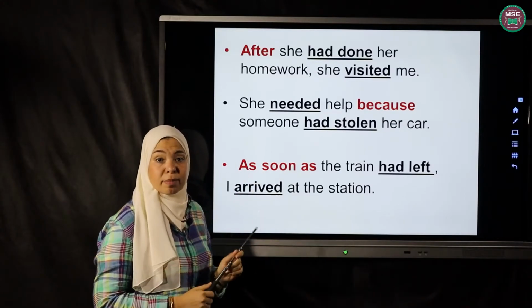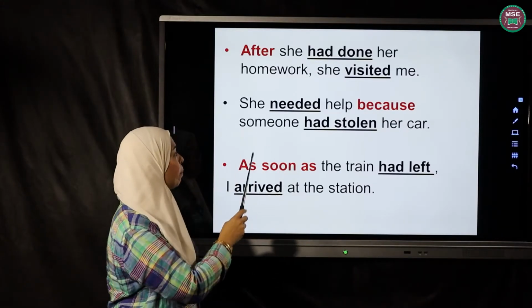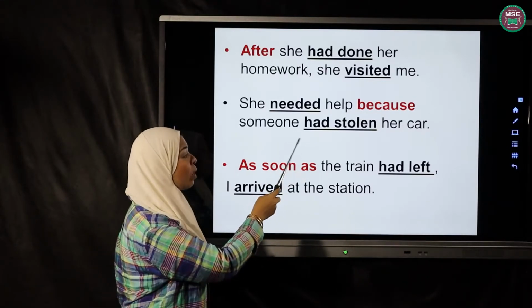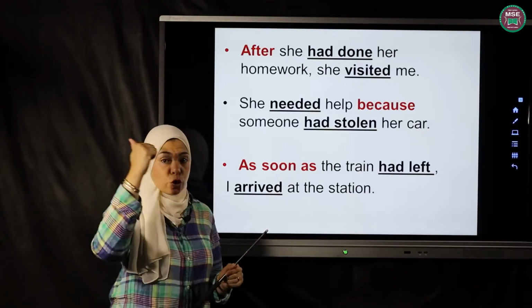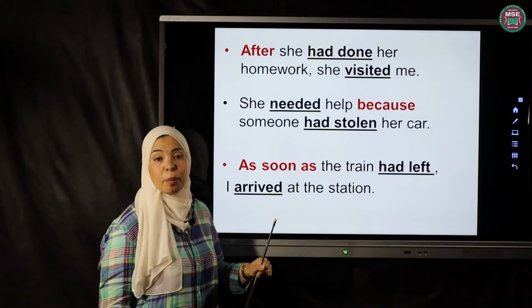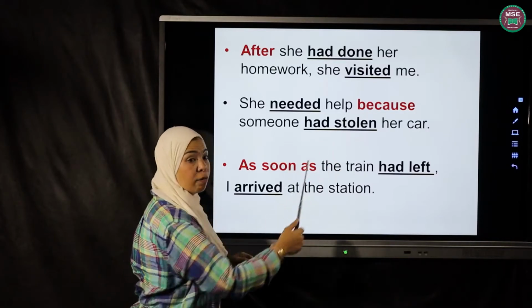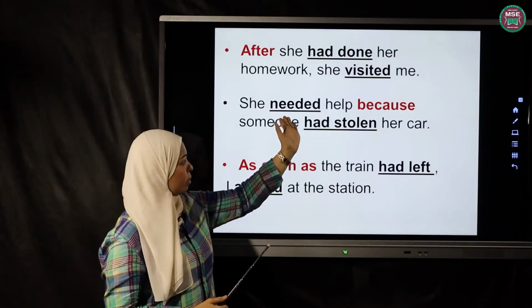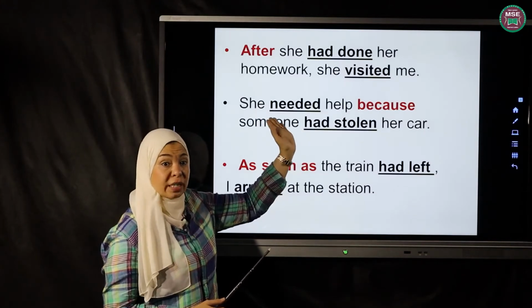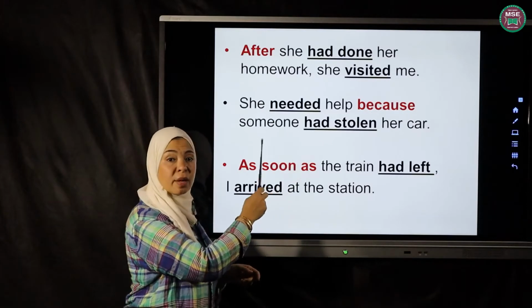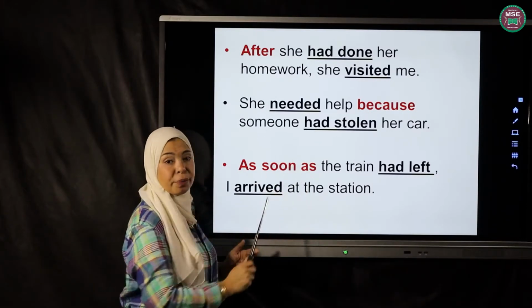First and second. Okay? The second example. She needed help. Why did she need help? Because someone had stolen her car. Someone had stolen first, then after this, what happened? She needed help. Because in the middle of the sentence, followed by the past perfect form, and the previous verb here is past. She needed, that's the result of what happened. Okay? She needed help because someone had stolen her car.